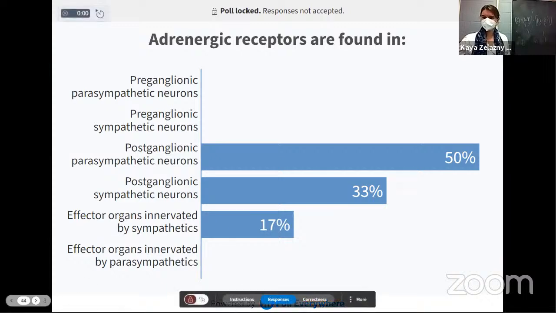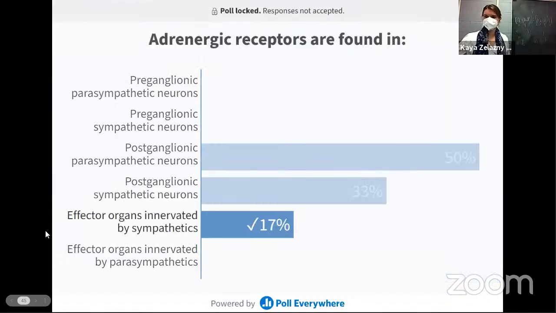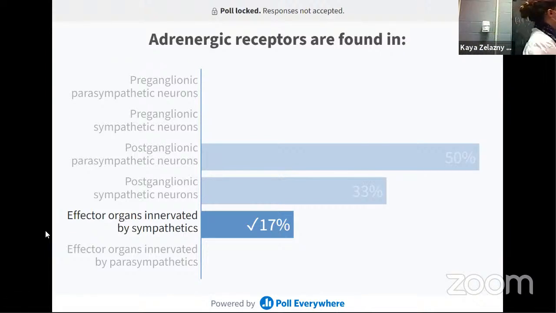So the answer is actually this effector organ innervated by the sympathetics. When we talk about our receptors, our first sort of separation of different receptor types we're thinking about are our cholinergic receptors, which receive acetylcholine, and our adrenergic receptors, which receive norepinephrine and epinephrine.